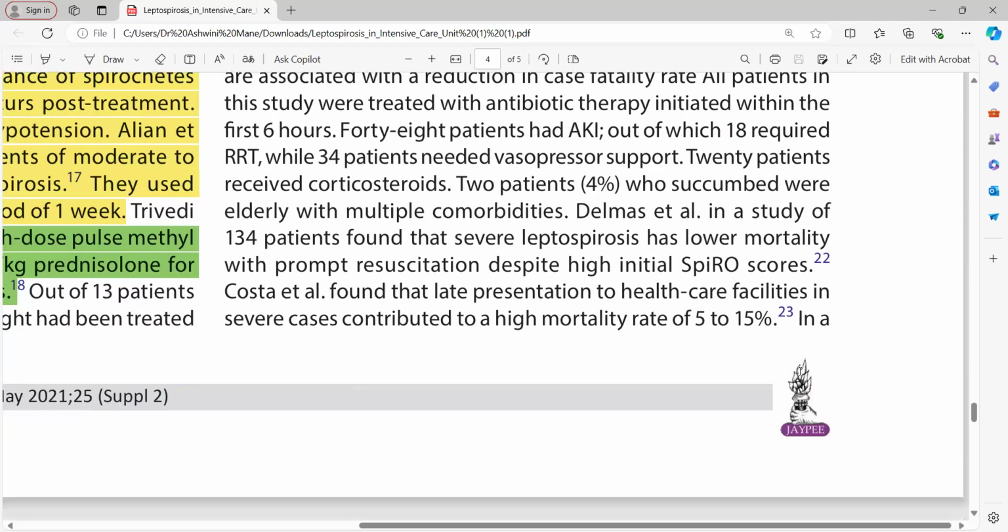Delmas et al. in a study of 134 patients found that severe leptospirosis has lower mortality with prompt resuscitation despite a high initial SPIRO score. And Costa et al. found that late presentation to healthcare facilities in severe cases contributes to a high mortality rate of 5 to 15%.